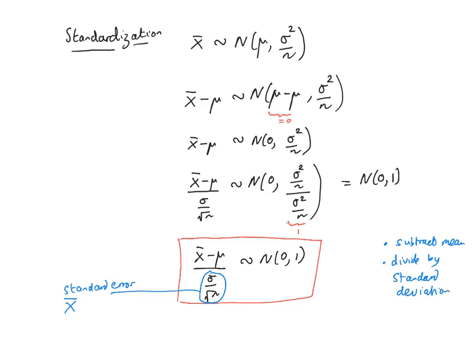And what we've gained by doing this is that the distribution here on the right-hand side does not depend on any unknown parameters. It's a standard normal distribution with mean 0 and variance, or standard deviation, 1. There's no unknown parameter involved there. And because of that, the quantity on this side, this random variable, x bar minus mu over sigma over root n, is known as a pivotal quantity.